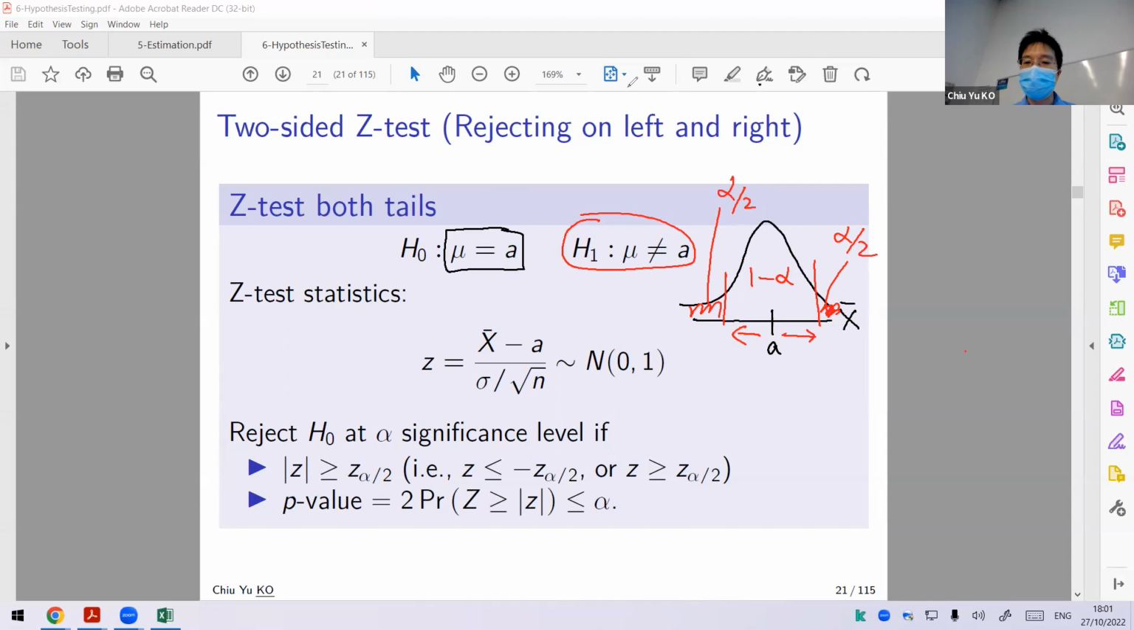So if you transform this to the standard scale, this is 0 here. Here we want 1 minus alpha, and this is alpha over 2, and this is alpha over 2. By construction, this is Z alpha over 2, and this is negative Z alpha over 2.